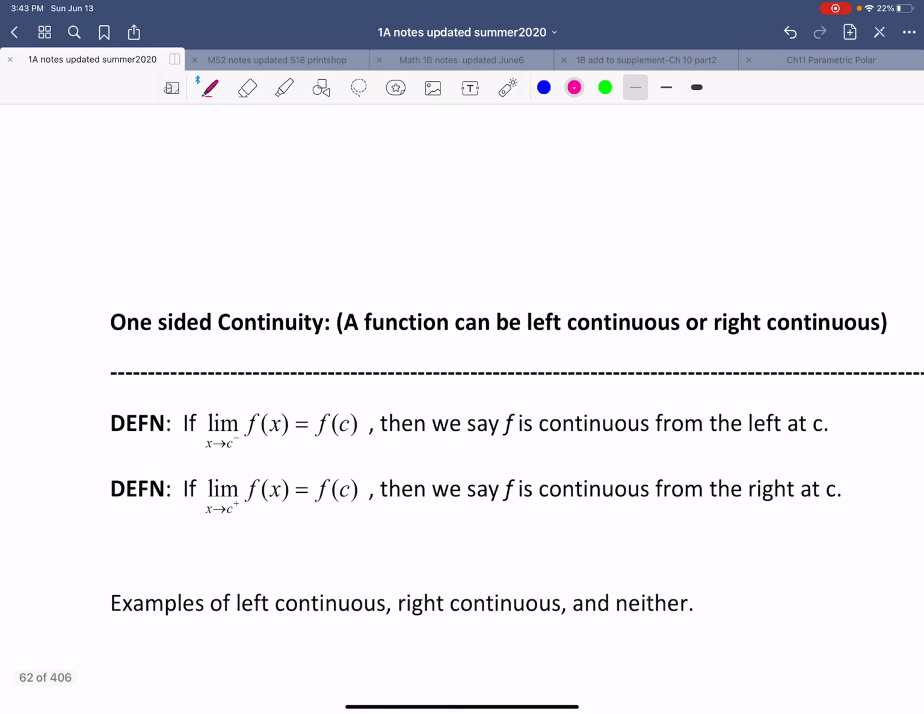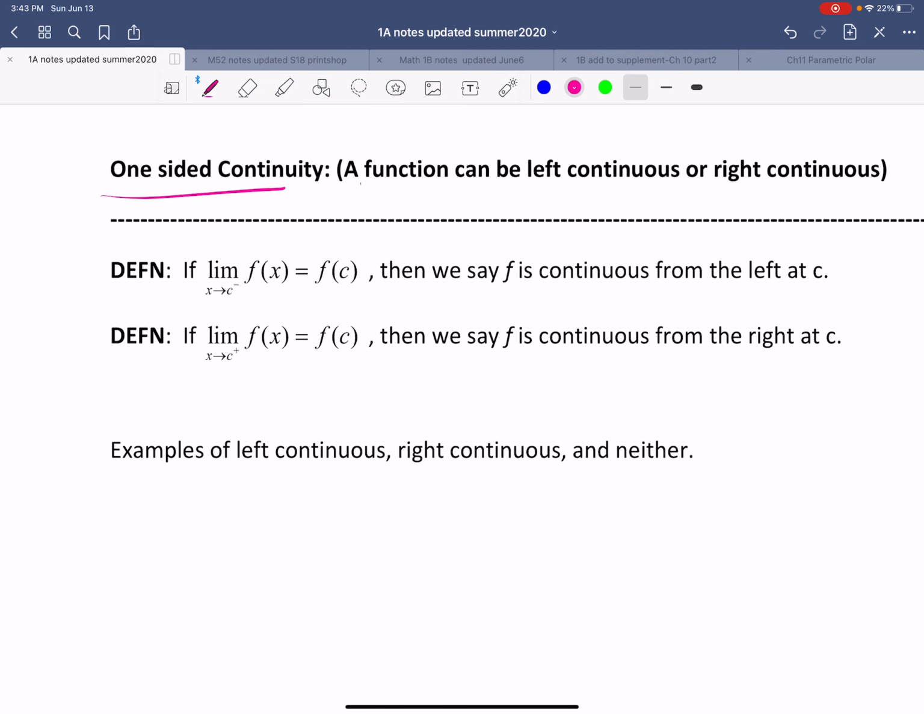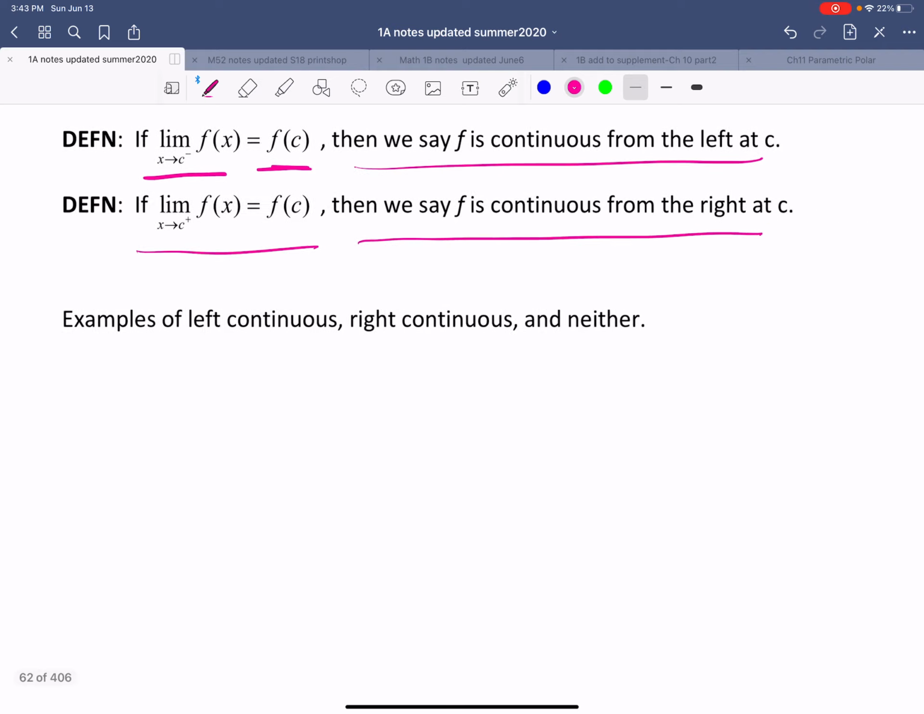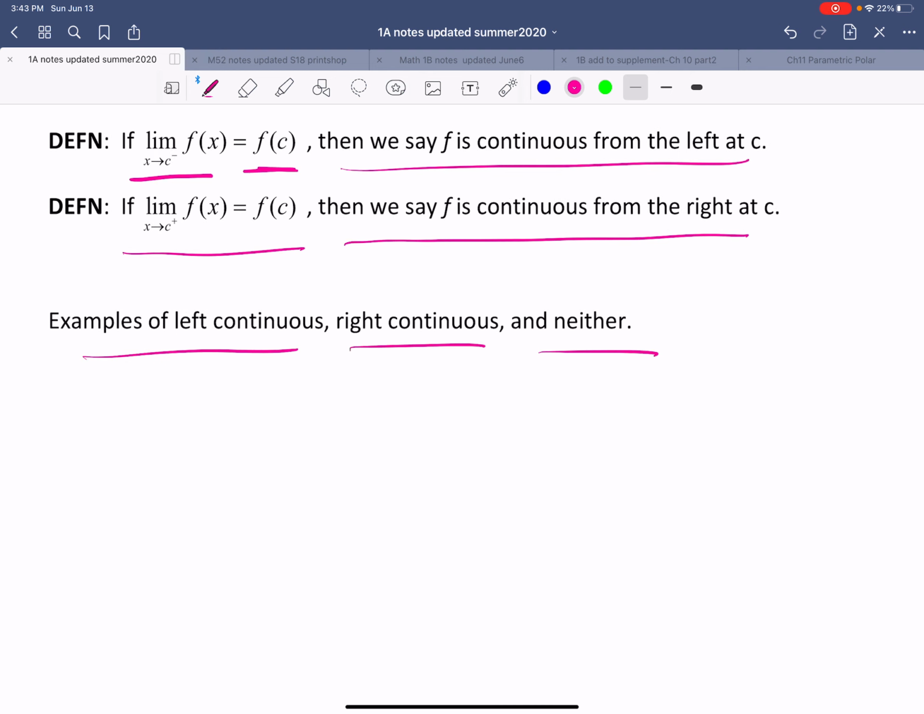Let's look at some one-sided continuity. A function can be left continuous or right continuous. Coming from the left-hand side of c, if the value of the function and the limit are equal, then we say the function is left continuous at c. If coming from the right-hand side of c, the value of the limit and the value of the function are equal, then we say f is right continuous at c. Let's look at some examples of left continuous, right continuous, and neither.